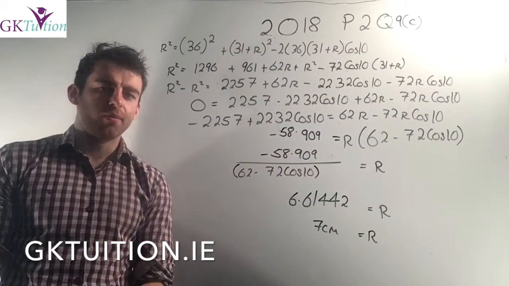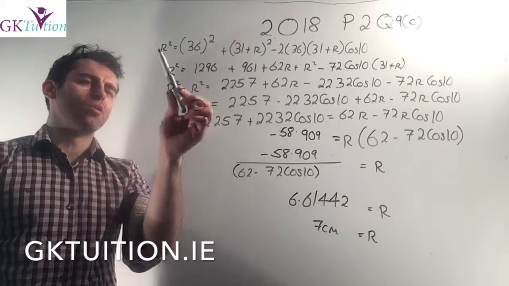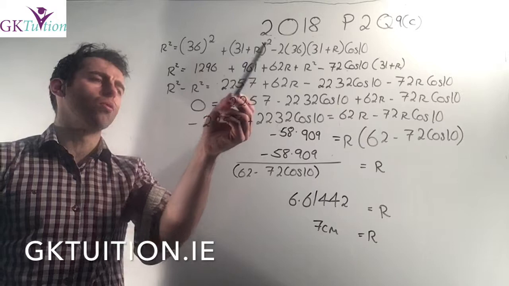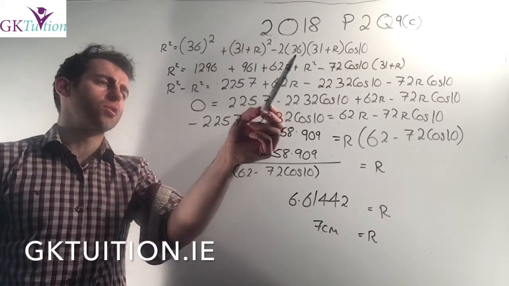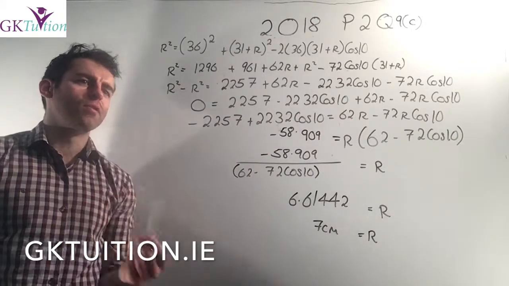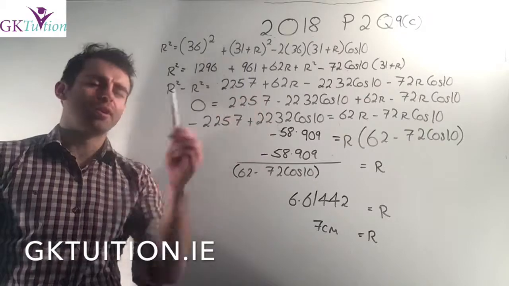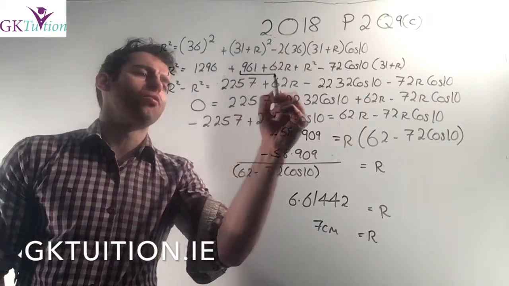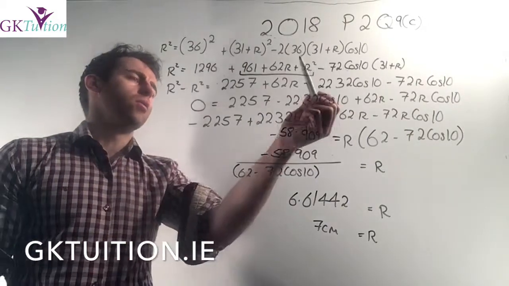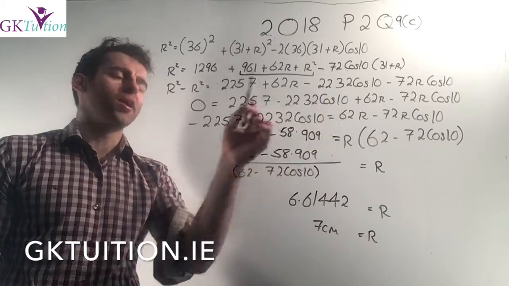Okay, this is quite a complicated solution, so let's go through it in detail. We subbed into our cosine rule, and we just get OR squared equals 36 squared plus 31 plus OR to be squared minus 2 times 36 times 31 plus OR times the cos of 10. What I've done on the next line is I squared 36 and I multiplied 31 plus OR by 31 plus OR, and you get these 3 terms. Okay? And also I've multiplied minus 2 by 36, which gives me minus 72.